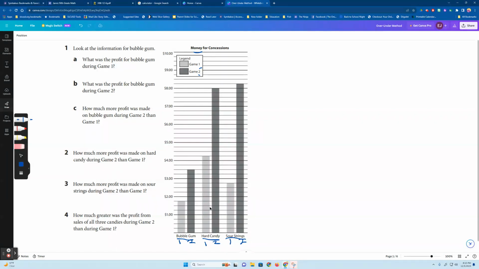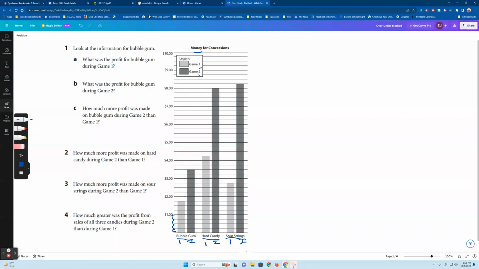So each of these, each dark line is $1, and there are how many of these smaller lines? One, two, three, four. A fourth of $1 or a quarter of $1. How much is that? 25 cents. Very good. So let's move ahead.